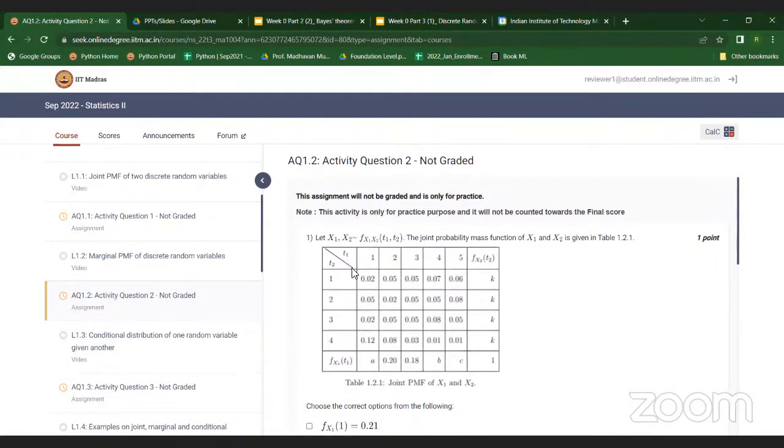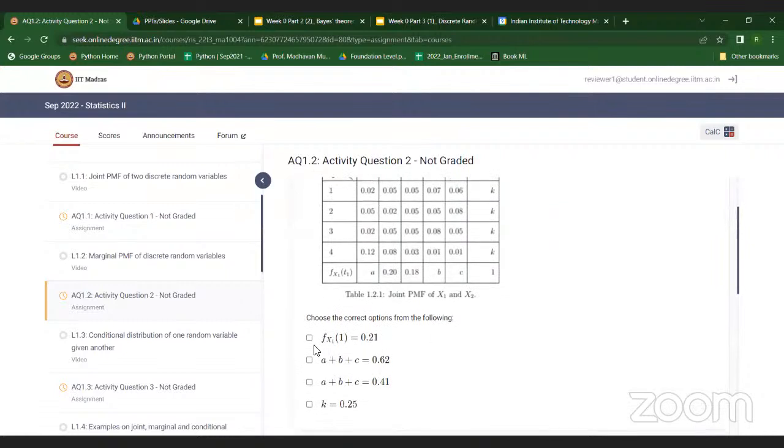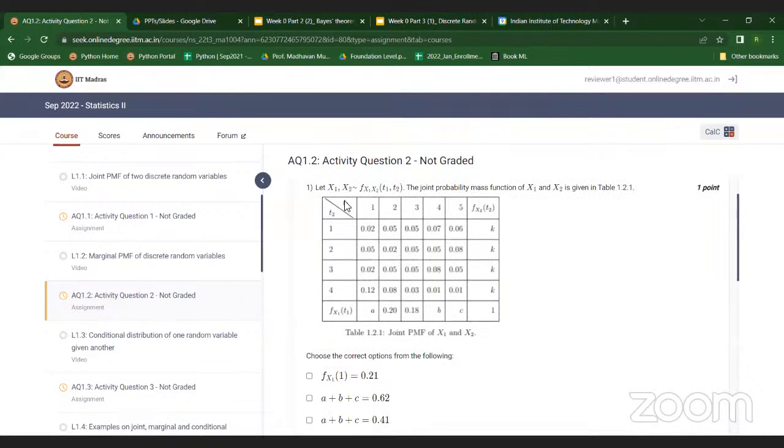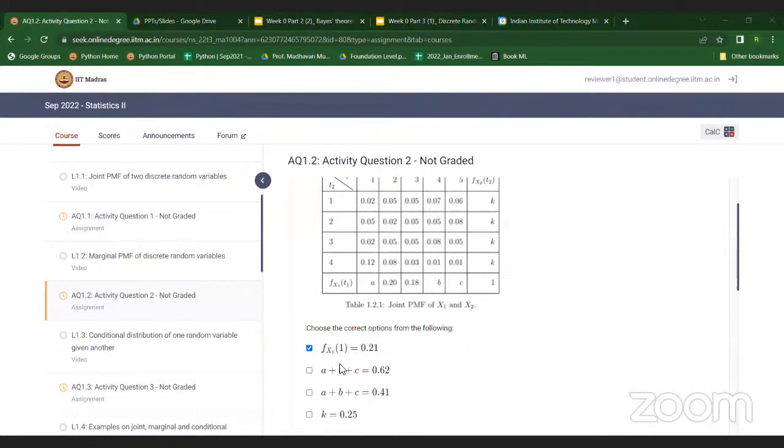In this particular case, we have only 2 random variables, x1, x2, and they have given the probability mass function of x1, x2. They're asking for fx1 of 1. When they're asking for this fx1 of 1, basically we should be summing over this entire system. As I have told, fixing x1 equals to 1, we should be summing over all the positive values of x2, like in this case 1, 1, 1, 2, 1, 3, 1, 4. If we sum over all this, it's going to be 0.02 plus 0.05 plus 0.02, it's going to be 0.09, 0.01 plus 0.12, 0.21. So the first one is correct.